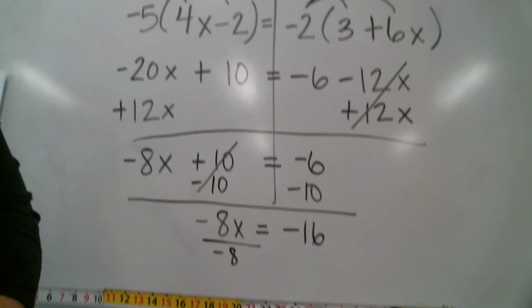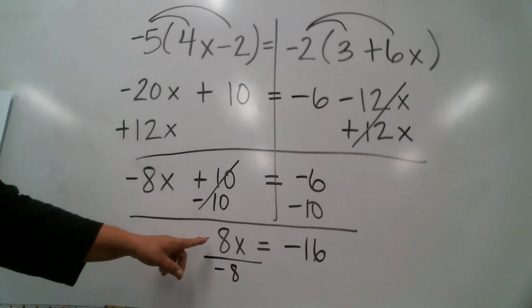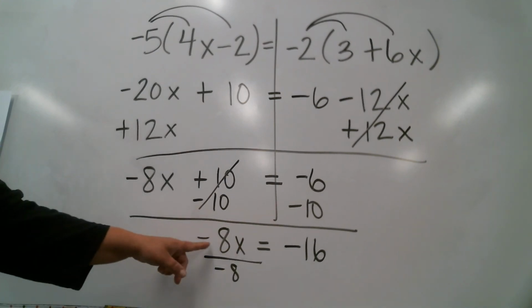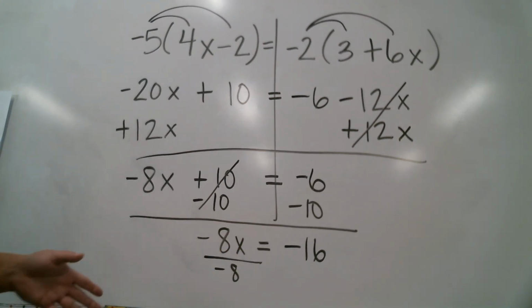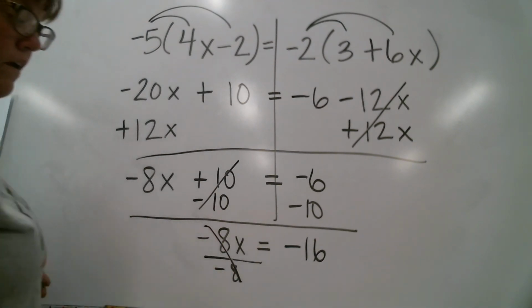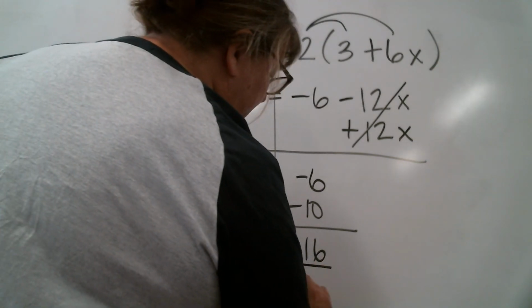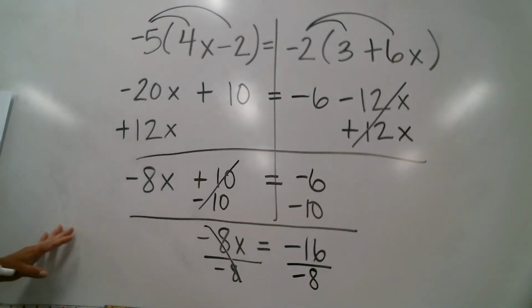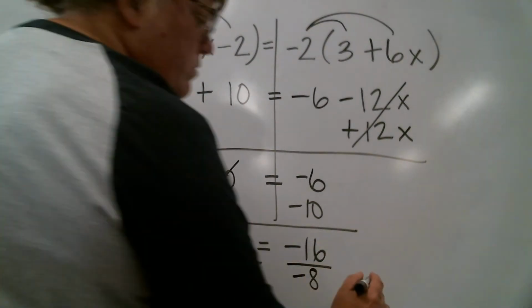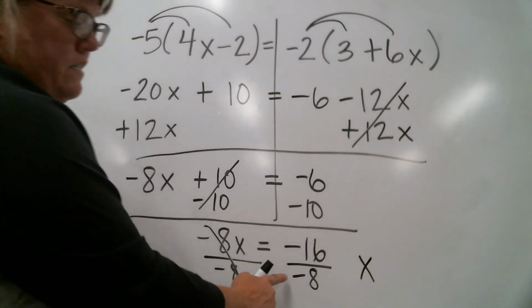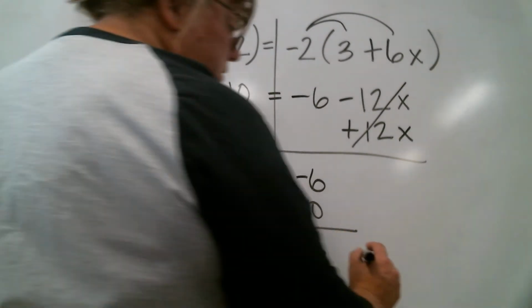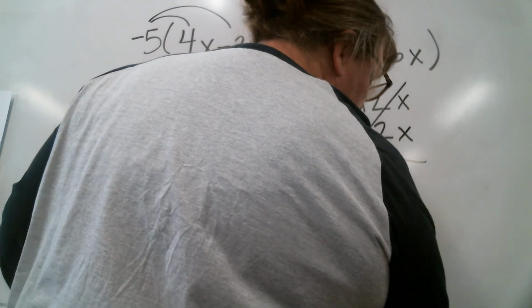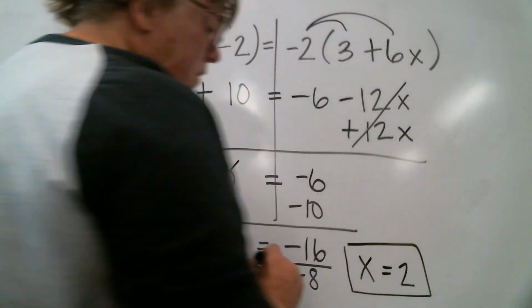Let me move this down for you. You have to divide by exactly whatever it was multiplied by, which is a negative 8. Negative 8 divided by negative 8 cancels out. That's 1. Okay? And then over here, I divide by negative 8. So I end up with x equals negative 16 divided by negative 8. A negative divided by a negative is positive. So it's just positive 2. X equals 2.